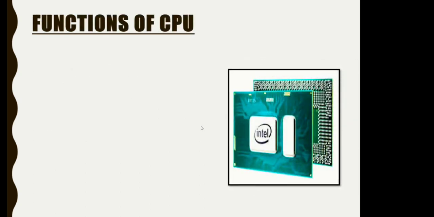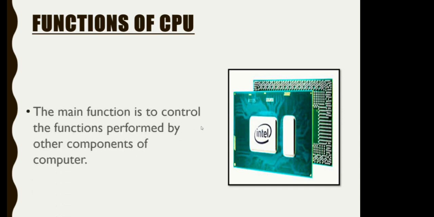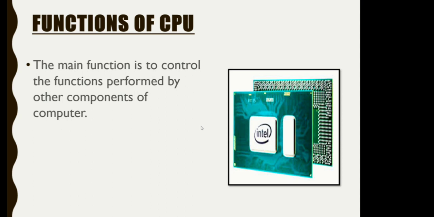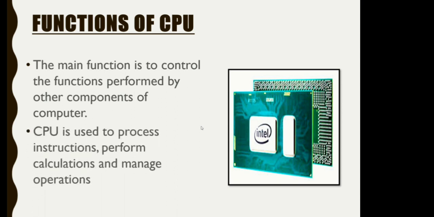Now we are going to have a look at the functions of the CPU. The main function of the CPU is to control the functions performed by the other components of the computer. Dear students, as you can know from the name central processing unit, it means that everything to be processed passes through CPU. So CPU is used to process the instructions, perform calculations and manage most of the operations. Basically it carries out the instructions operated by the computer.